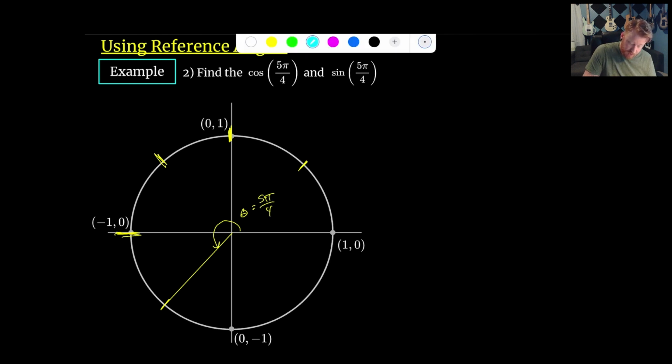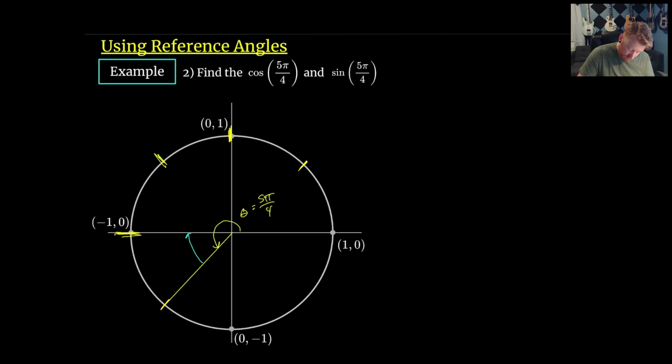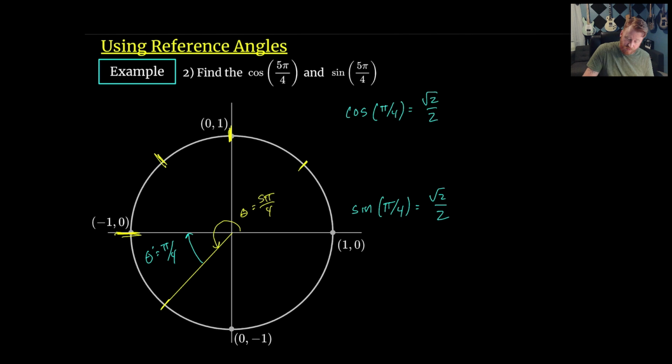And what we're going to do is look at the reference angle here, which we traveled past 180, 45 more degrees, or we traveled past pi, another pi over 4. So our reference angle here is going to be pi over 4. We know that the cosine of pi over 4 is equal to the square root of 2 over 2. We also know that the sine of pi over 4 is equal to the square root of 2 over 2. And now we'll use the fact that we are in quadrant 3.